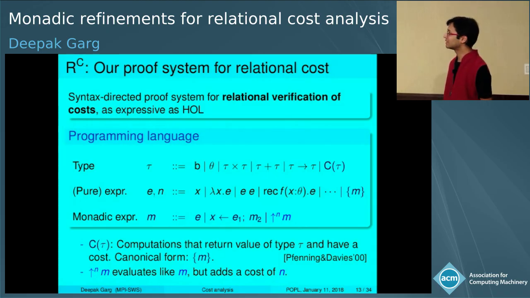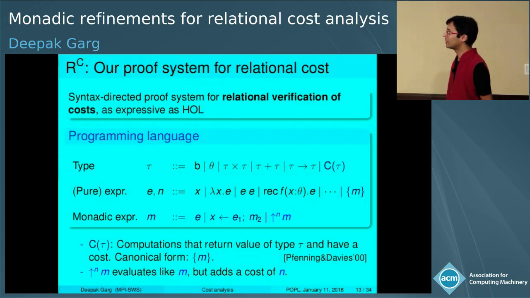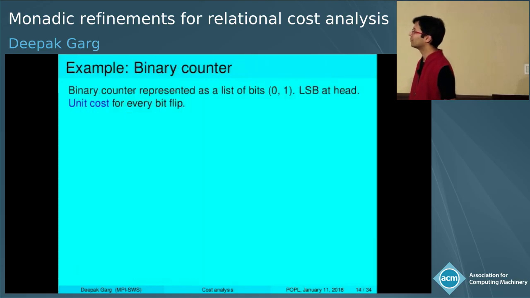What this means is evaluate M, but afterwards add a cost of N to the evaluation. So this is the only construct that actually introduces a non-zero cost into the system. The intuition here is that anytime you write a program where you want to model costs, you insert this construct wherever you want to have a non-zero cost. Okay, so let's take an example.